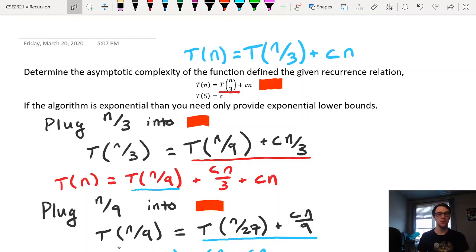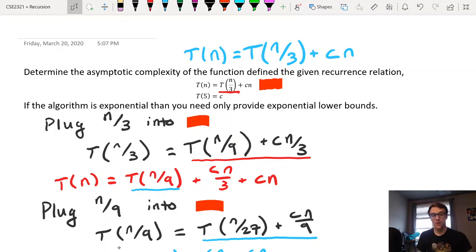Hello everyone. We're going to keep working through an example we started before. We had a divide and conquer type recurrence, T of n over 3 plus cn. We analyzed this in a hard, time-consuming way. I'm going to show us a slightly better way.